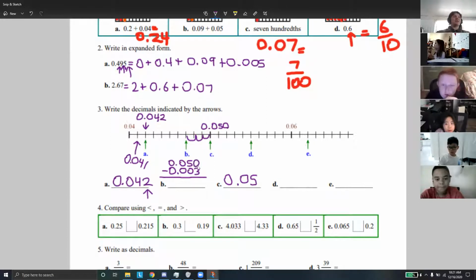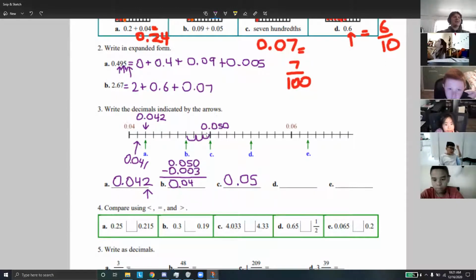Can you guys do 0 and 50 thousandths minus 0 and 3 thousandths in your head? Yeah. It is 0 and 47 thousandths. It's 3 ticks to the left, and we know that there are 10 of these ticks in every hundredth. And so we're trying to figure out what 3 out of 10 hundredths less than 500th is.